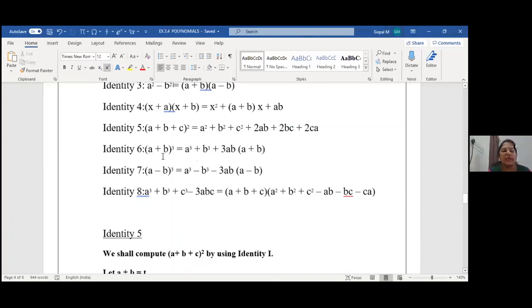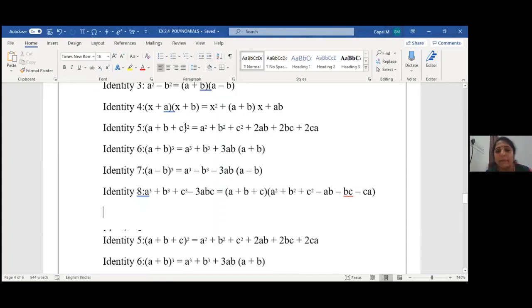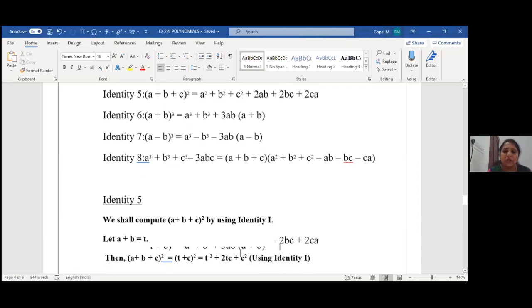Now I'm going to explain the 5th identity. This is multiplication of trinomial by trinomial. A, B, C are the 3 terms, so a plus b plus c is a trinomial. Since the power is 2, it is multiplication of trinomial by trinomial. I'll explain how we get a square plus b square plus c square plus 2ab plus 2bc plus 2ca. Shall we explain, children? It's very simple.